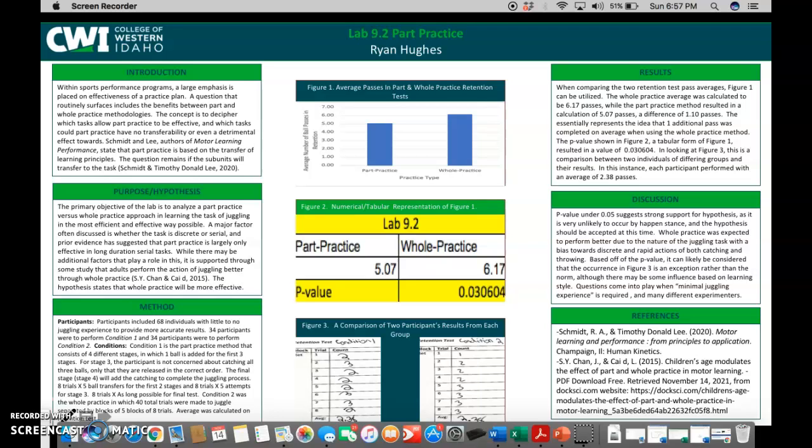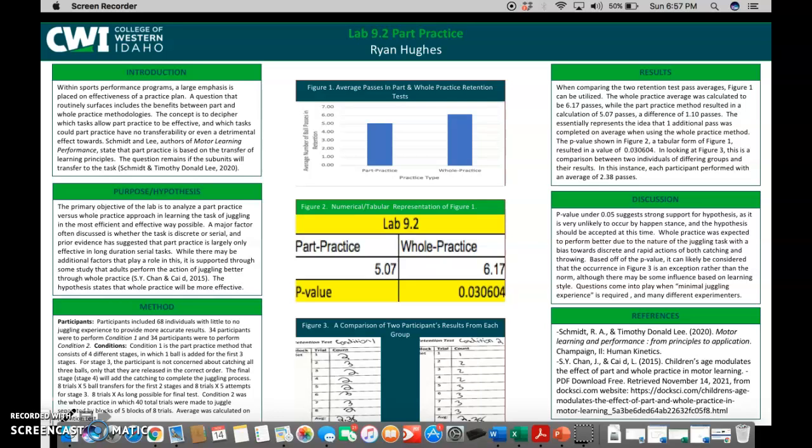So we're going to have a 5-minute rest period after the 4th block, and then we're going to calculate the average once again, and that will be our data shown for the whole practice. So we're going to be comparing apples to apples, in which each of the final stages of both the part practice and the whole practice are attempting the full juggling process with 3 balls and the catches.